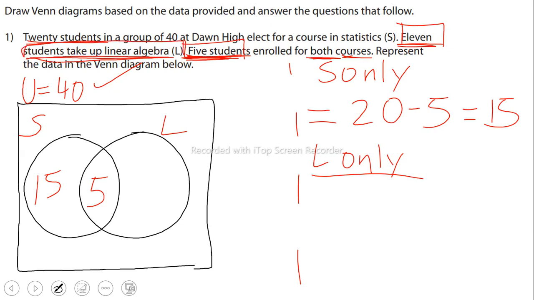So that means that in order to get L only, it's going to be 11 minus what? 5. What is 11 minus 5? 6. 11 minus 5 is 6. So this is going to be 6. Okay, good.